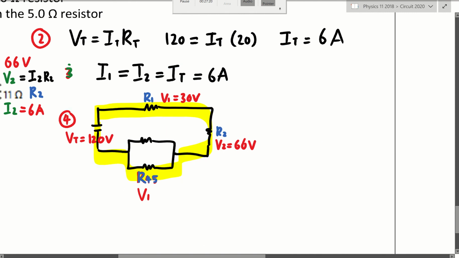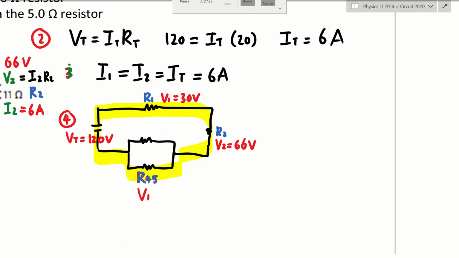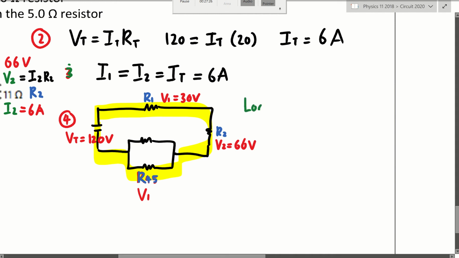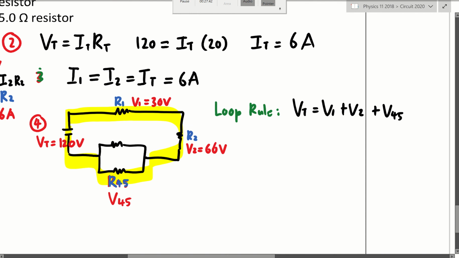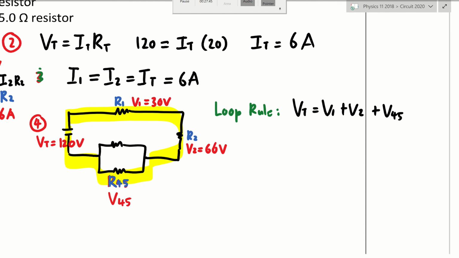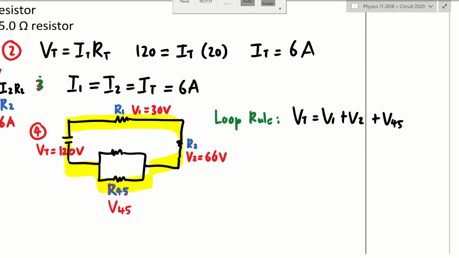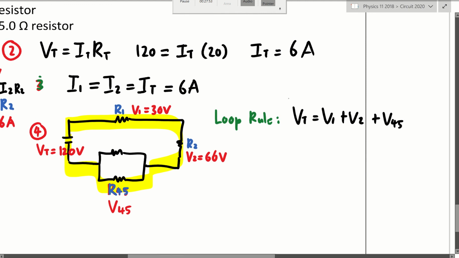Easy, right? Which rule is this? The loop rule, because we just drew a loop. So we're going to apply the loop rule right here. And that says V total is V1 plus V2 plus V45. Sorry, I labeled it wrong. Let's call it V45. Now, how much is that? Well, that is going to be 120, and V1 is 30, and then V2 is 66.